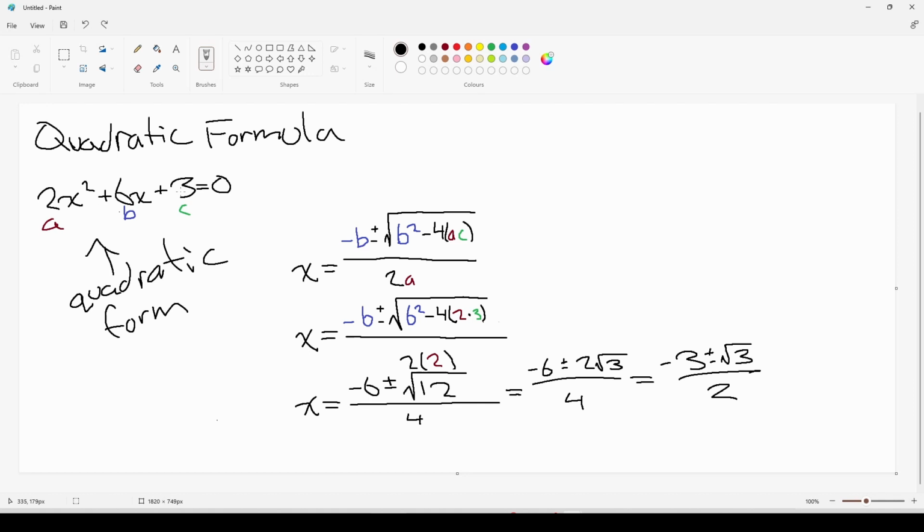We just plug our stuff in, and it will give us our answer of -3 plus or minus the square root of 3 all over 2. And we just have to simplify using our handy rationals. And also simple factoring, as you see between these two terms. It's just divided by 2.